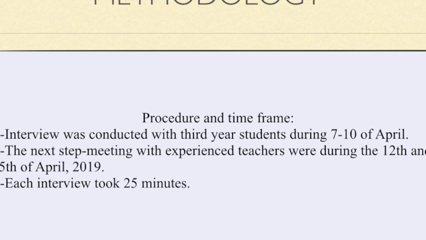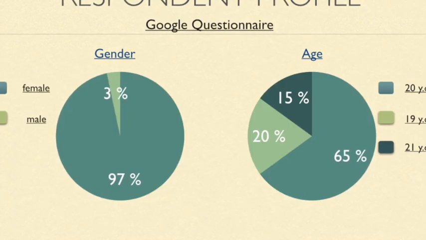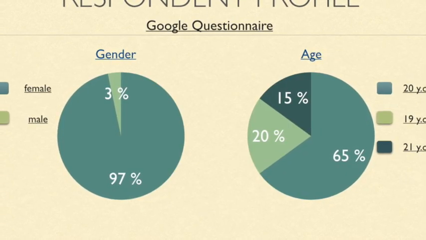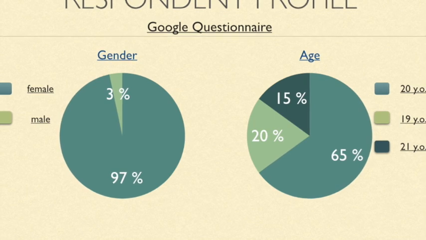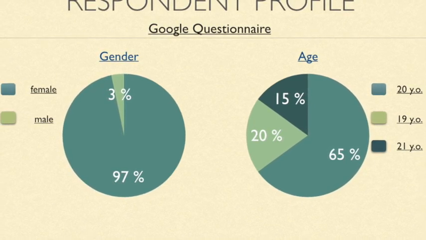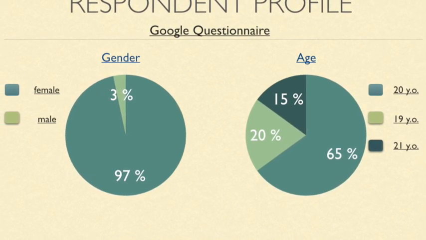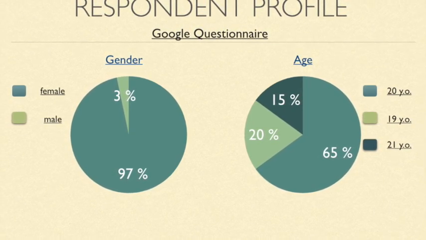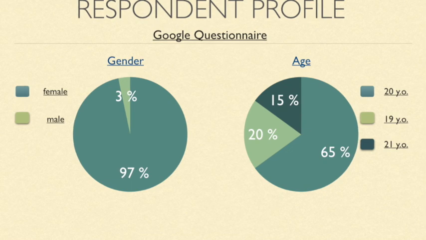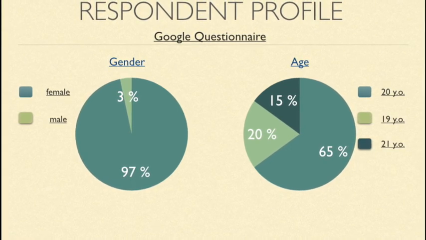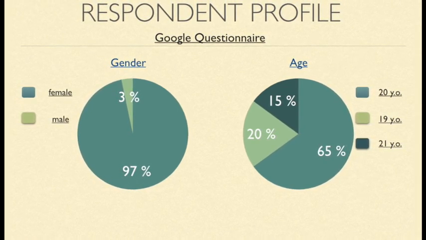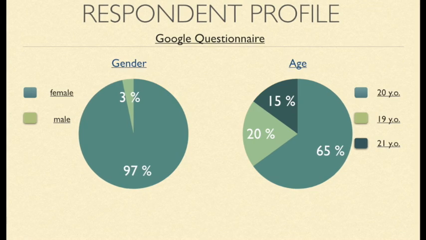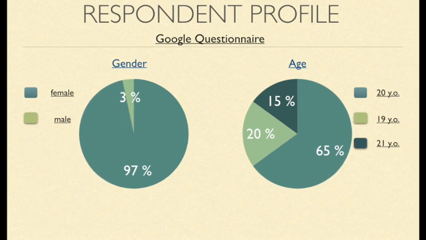Then respondent profile. As you can see here in my Google questionnaire, most of the respondents were female, because as far as you know, most of the students in the Faculty of Education and Humanities are female. And talking about their age, they were approximately from 19 till 21.